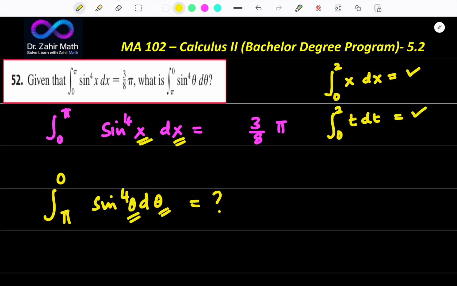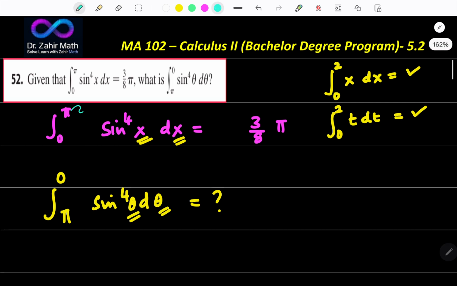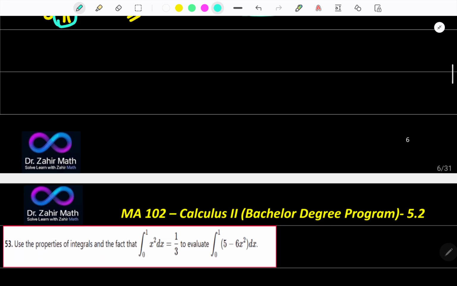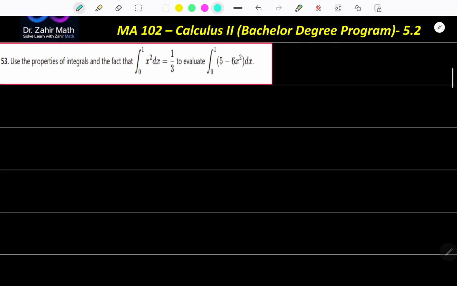So look here, what is the change here? Here it is 0 to pi. Here it is pi and 0. The limits are changed. Upper becomes lower, lower becomes upper. In this case, what do you have to do? You have to write it with the minus sign. Minus 3 by 8 times pi is your answer. Clear? Right. Let's go to the next question.